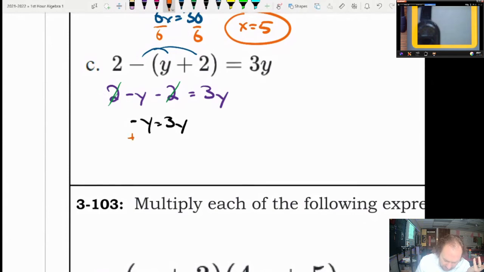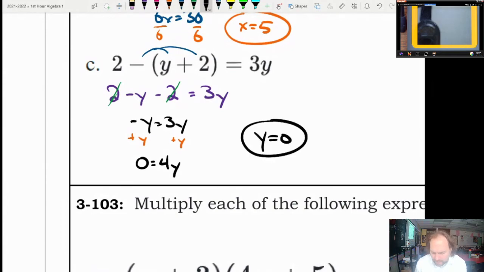What you're going to do is add y to both sides, and you're going to get 0 equals 4y. A lot of people will stop here and say no solution, but there absolutely is a solution. If you want to keep going and divide by 4 on both sides, y is 0. That's it. If y was 0, the equation would be true, so that's the solution.